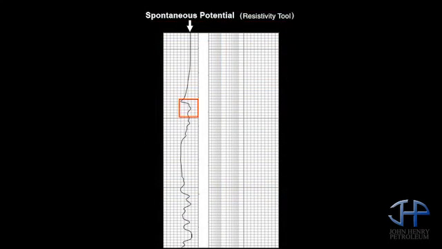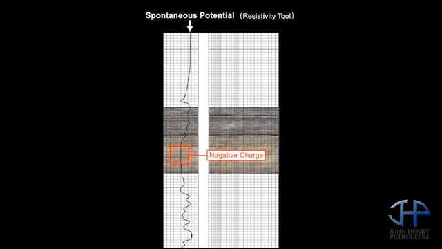A shift to the right on the log indicates a positive charge, usually associated with shale. A shift to the left indicates a negative difference, usually associated with sandstone.